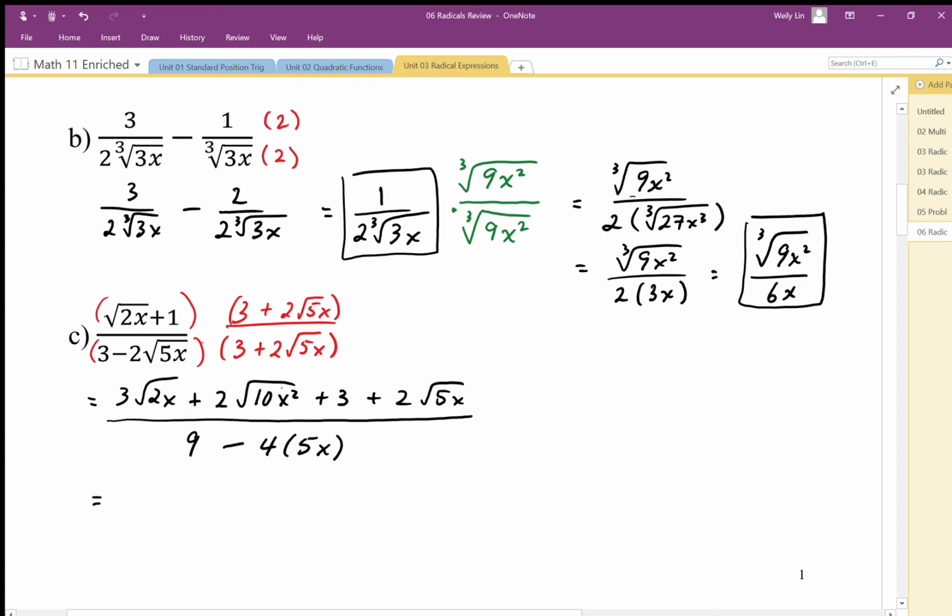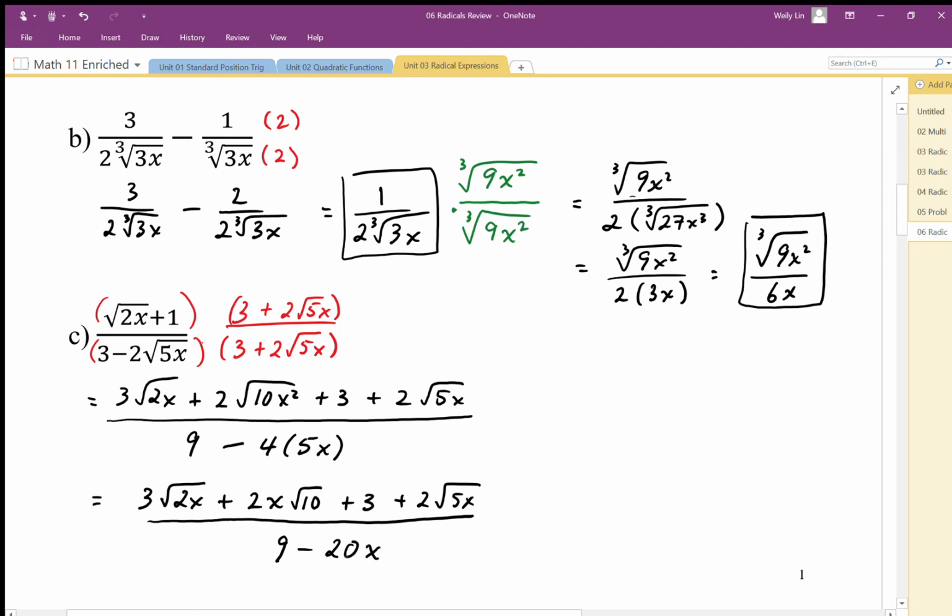There aren't any like terms here, but this x squared should come out. So the numerator is going to look like this: 3 root 2x plus 2x root 10 plus 3 plus 2 root 5x. Okay, again, there's still no like term, so I'm not going to combine anything there. And this just becomes 9 minus 20x.